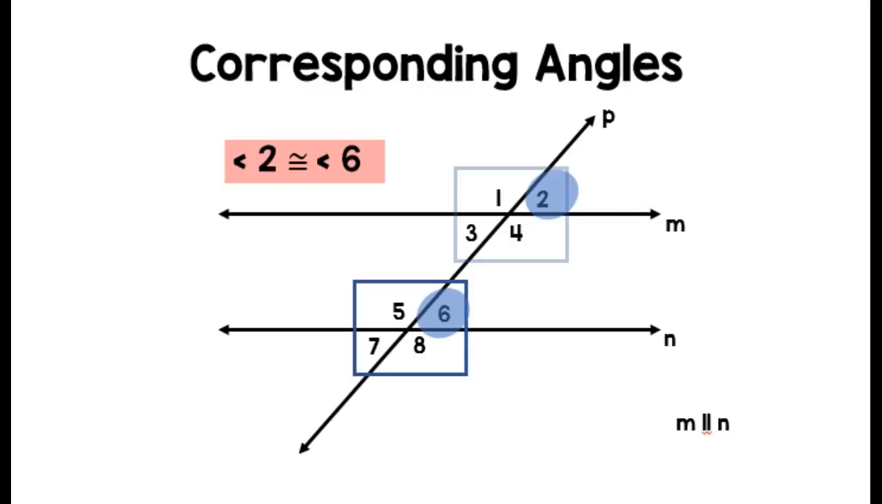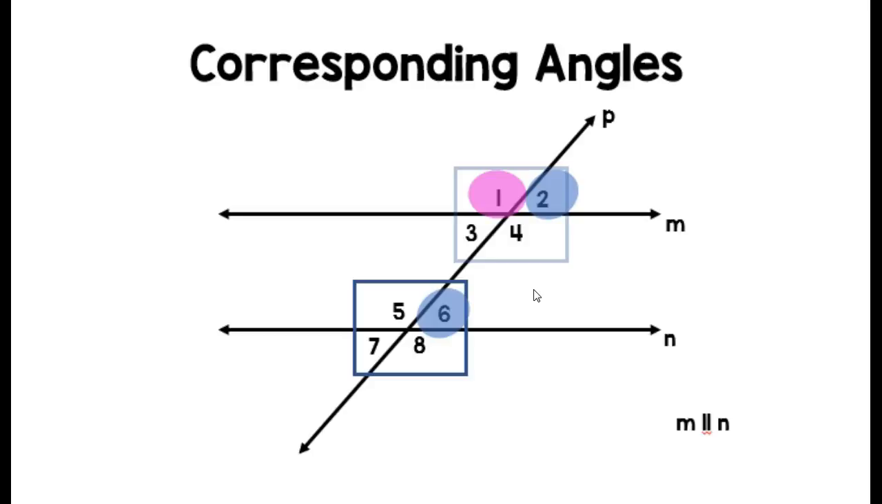The thing with corresponding angles is that they are congruent. So angle 2 is congruent to angle 6. If angle 2 were to have a measurement of, let's say, 75 degrees, then angle 6 would also have a measurement of 75 degrees.